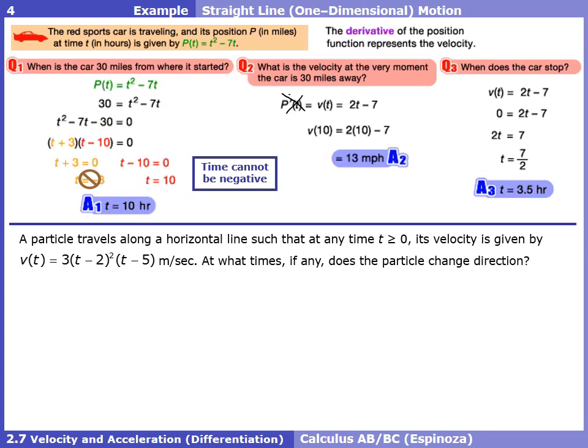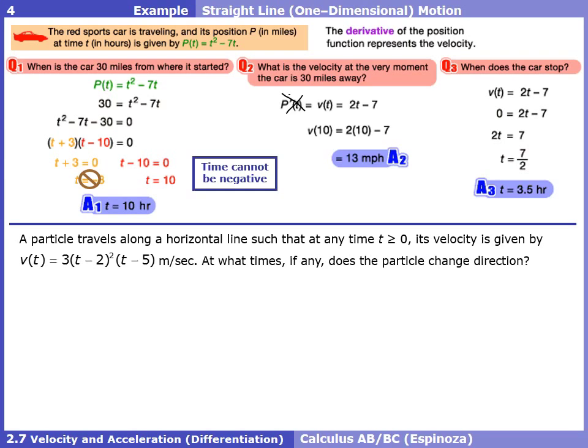Okay, next example, a little bit tougher. We don't have a sports car here, but we have a particle traveling on a horizontal line. Of course, t is greater than 0. It's just some extra information there, but time is greater than 0, and its velocity function is given below here. We're measuring this in meters per second. We want to find any time that the particle changes direction.